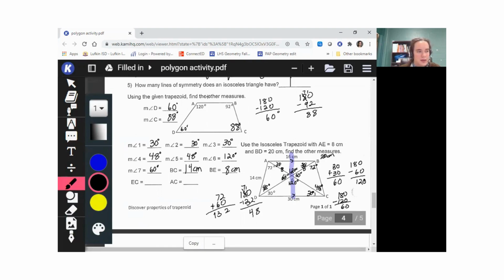EC is this length from where the diagonals intersect to the bottom. So let's figure out what AC is first. What is AC? AC is 20 centimeters because we knew that BD was 20 centimeters and our diagonals are congruent, which is why AC is 20 centimeters. So the whole length of AC is 20 centimeters. We know AE is 8 centimeters, so we can subtract 20 minus 8 and get 12 centimeters for EC.